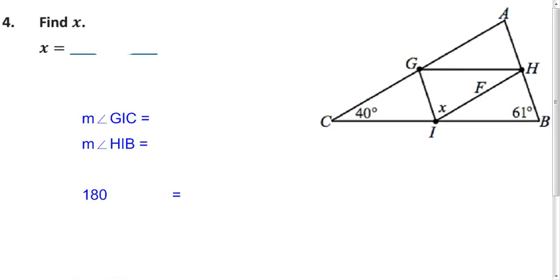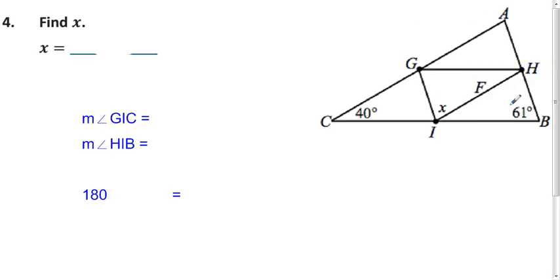And finally, here's one where we want to find X. So let's see, X is in here, and it's part of angles that form a line. So one way to think about it is to figure out what angle GIC measures. Well, we have midsegments here. Oh, I should have said that. We all have midpoints. We're assuming that.